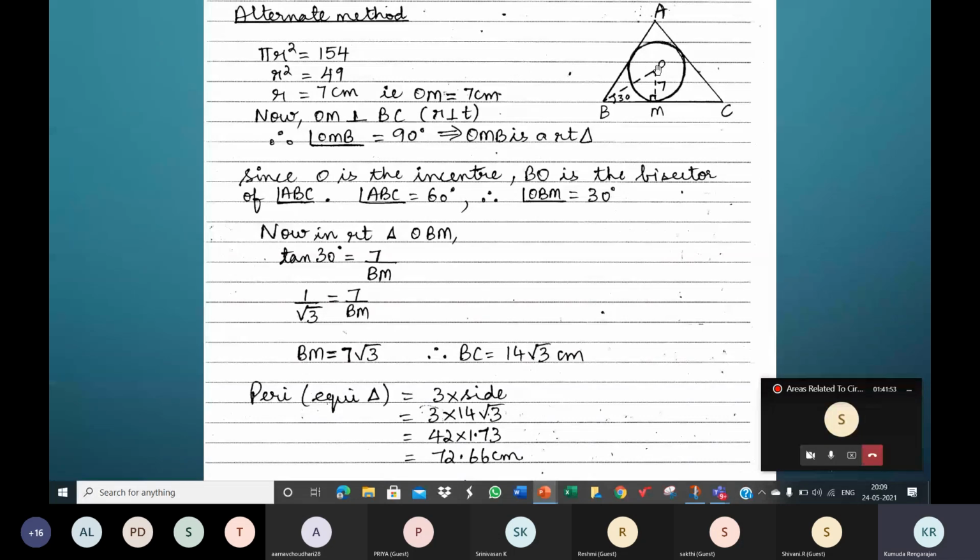When you join the center to the point of contact M, the radius and the tangent at the point of contact are perpendicular to each other. So we have 90 degrees here. Now this is a right triangle. OMB is a right triangle. We have 30 degrees here. We found pi r square is 154, so we got 7 here as the radius. Now with the help of 30 degrees and 7, we are trying to find BM so that we can double and find BC.